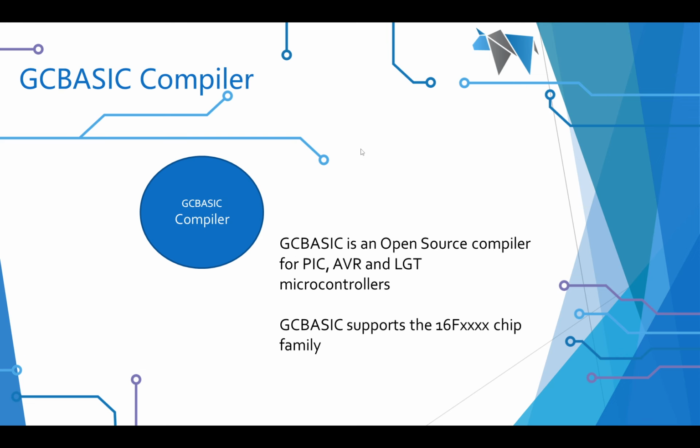GCBASIC is an open source compiler for PIC, AVR, and LGT, with more chips to look for in 2025. And it's always supported the 16F, 10F, 12F chip families.